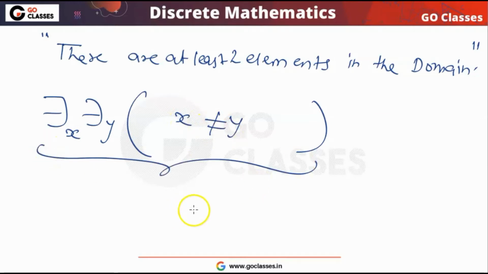Very simple. You can notice when this will be true. This mathematical expression will be true when there are at least 2 elements in the domain. So when you have at least 2 elements in the domain, then this expression will be true, and this is what we want. So you can write it very simply like this. For this English statement, the correct mathematical expression is this.